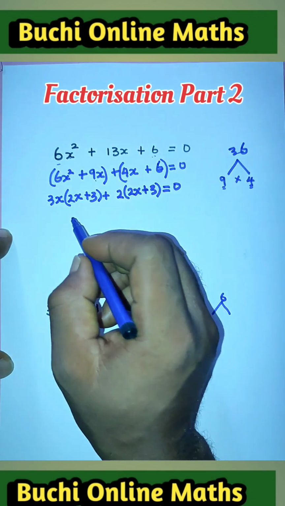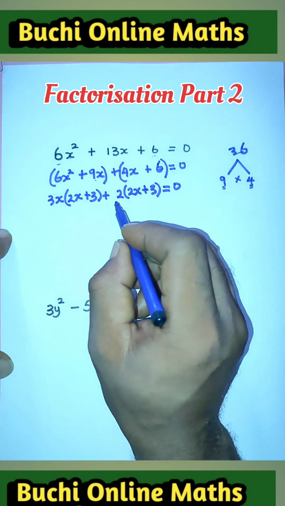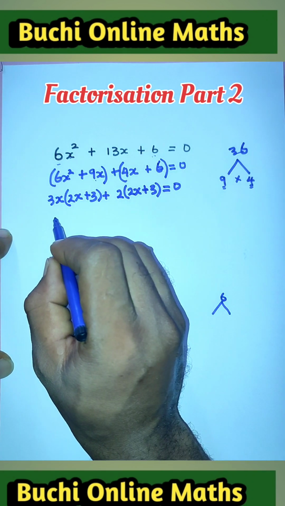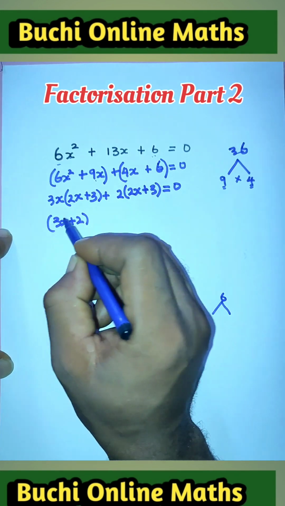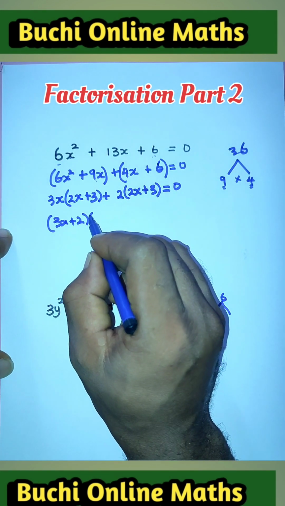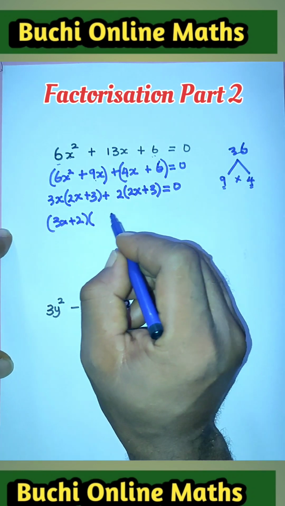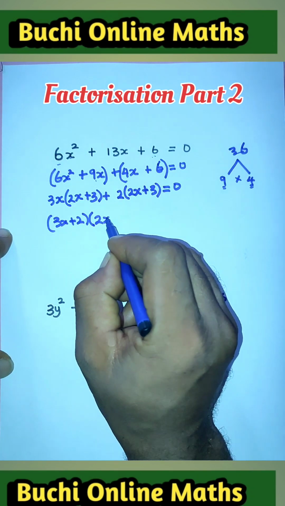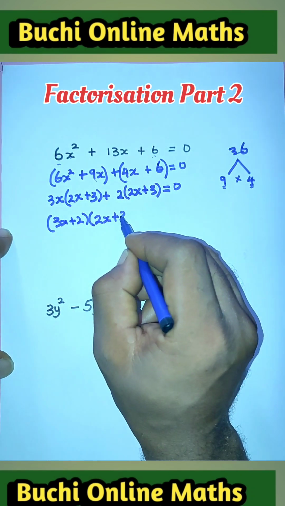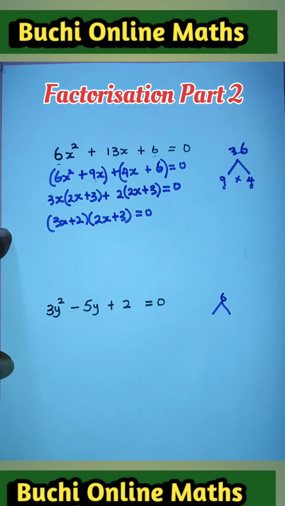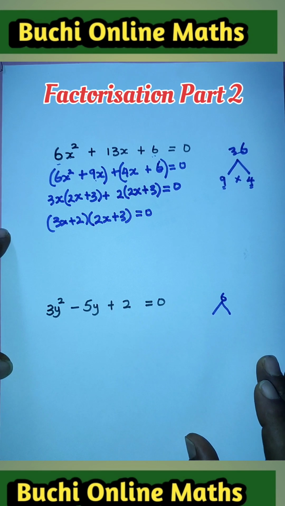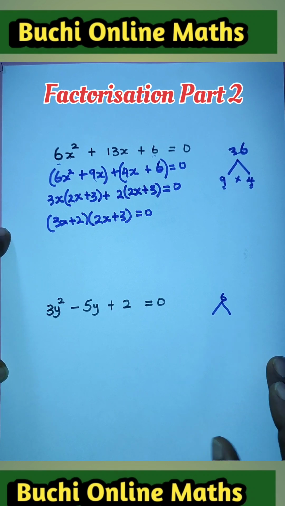Therefore, let's group them. Let's group 3x plus 2 in one bracket. So we have 3x plus 2 in the first bracket. And the second bracket will be, just pick any of these since they are the same, 2x plus 3. Then you close the bracket. If two brackets multiply to equal 0, that means each of them is actually equal to 0.